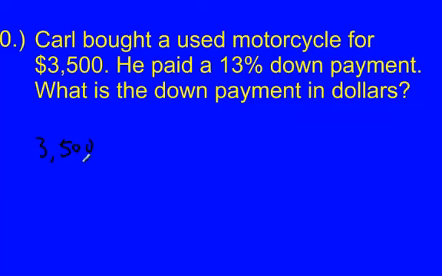The other way of doing this, just multiply that 3,500 times 0.13. Let's go. 3 times 0, 0. 3 times 0 again, 0. 3 times 5, 15. Carry that 1. 3 times 3 is 9 plus 1 will leave us with 10. Add a 0 for placeholder. 1 times 0, 0. 1 times 0, 0. 1 times 5 would be 5. 1 times 3 would be 3. Add them up. 0, 0, 5, 5, 4.